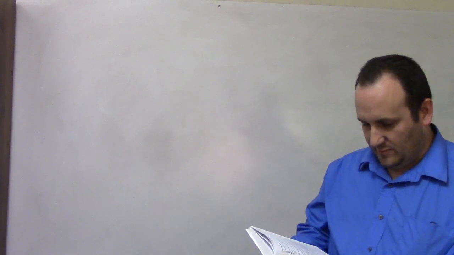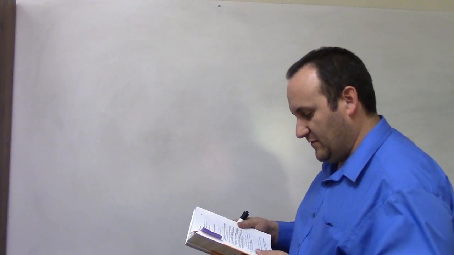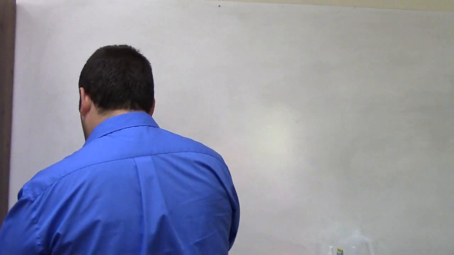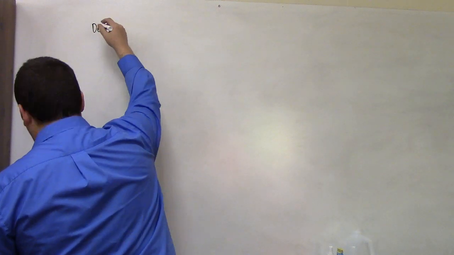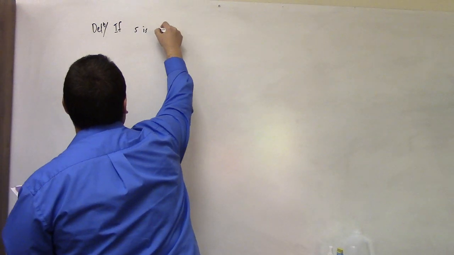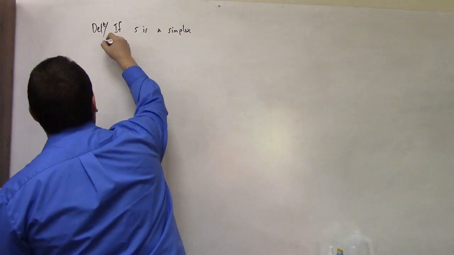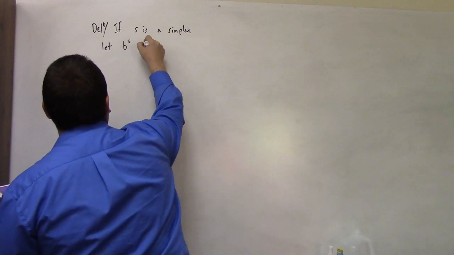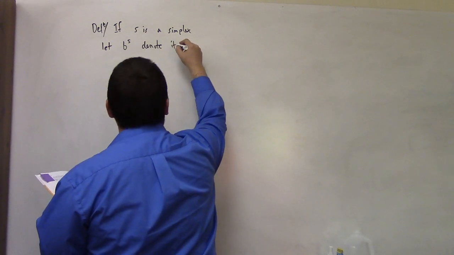Chapter 7? Yeah. Okay. And I think we just got to barycentric subdivision, is that right? Yeah. Okay, so, definition. If S is a simplex, let B(S) denote its barycenter.